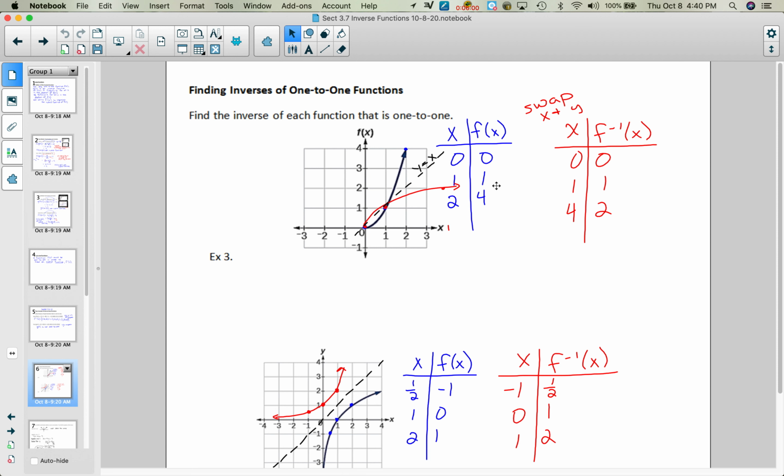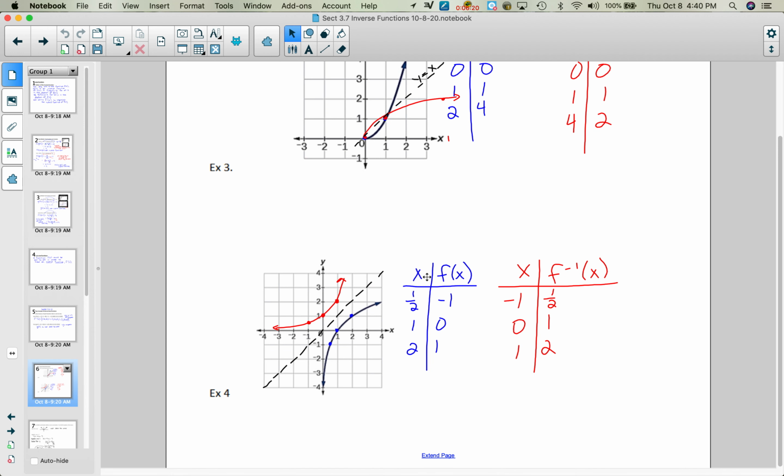(0, 0), (1, 1), those are the same, and then (4, 2), and plot them. And then when I draw it in, you want it to be symmetrical across the line y equals x, because that's one way we know they're inverses. And then you can graph the inverse even if you're not quite sure what the function actually was.